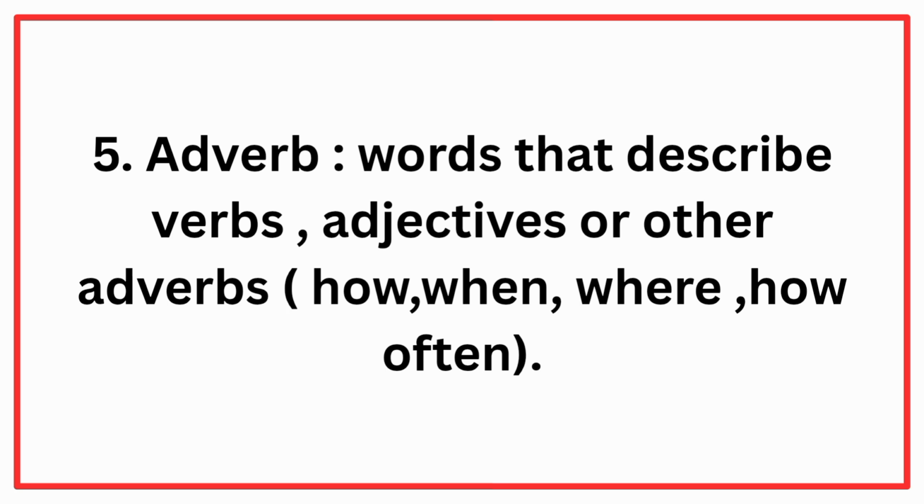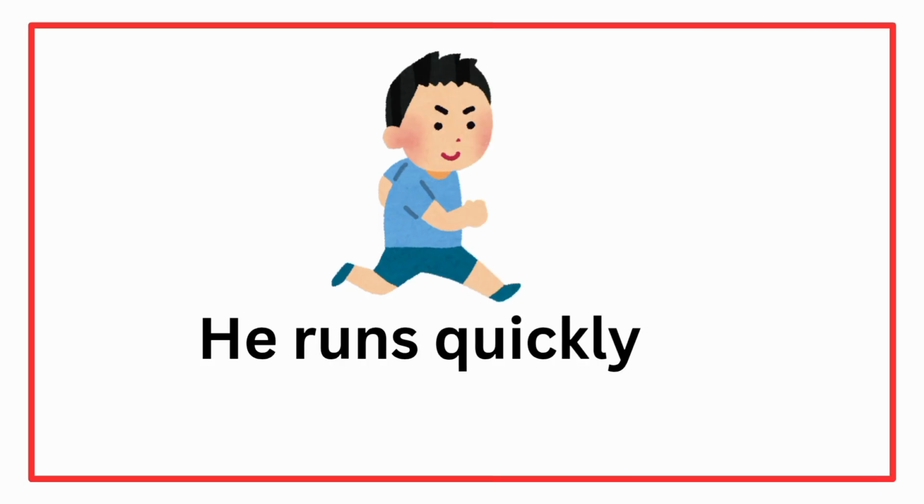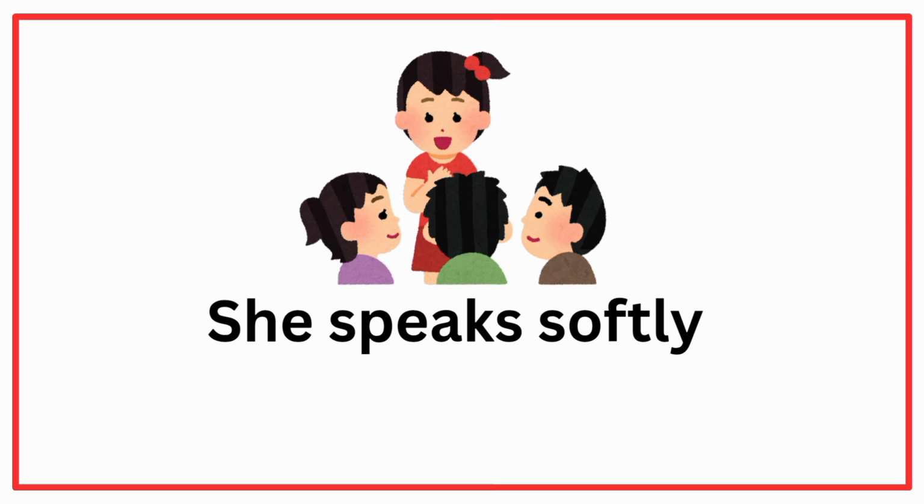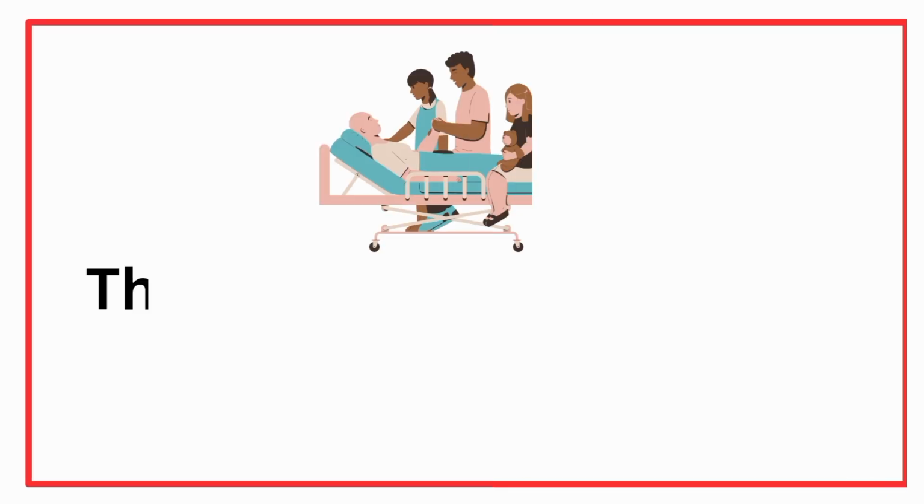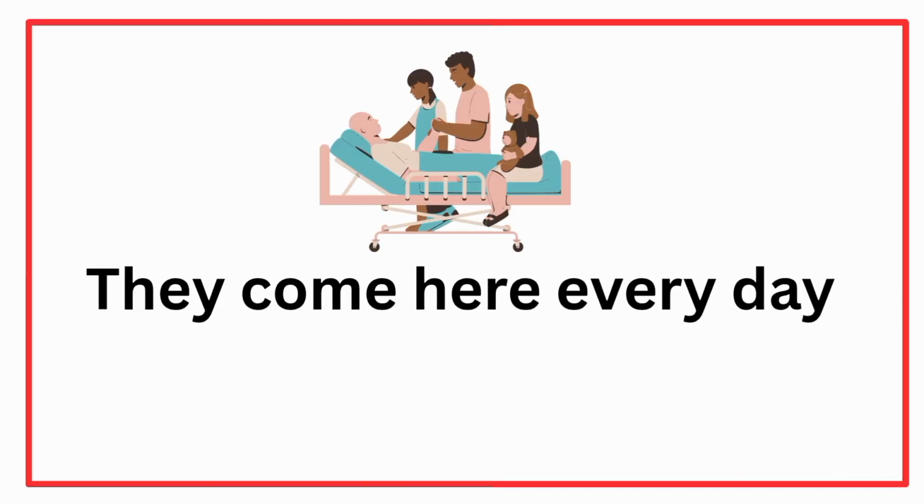Five. Adverb: words that describe verbs, adjectives or other adverbs. How, when, where, how often. Examples. He runs quickly. She speaks softly. They come here every day.